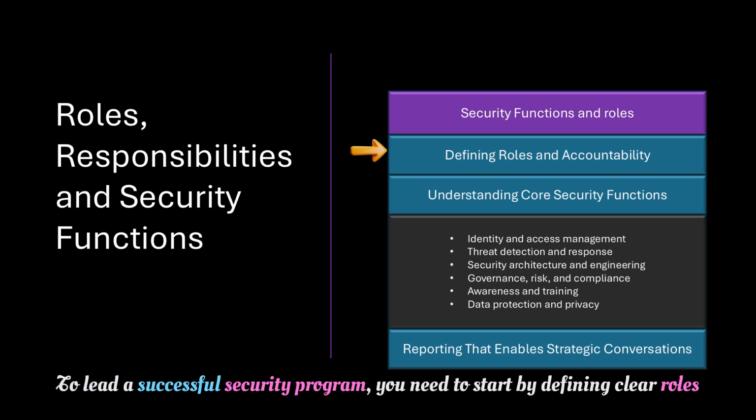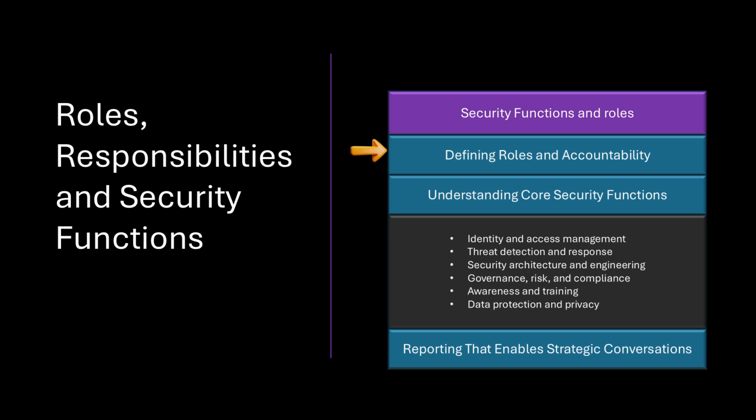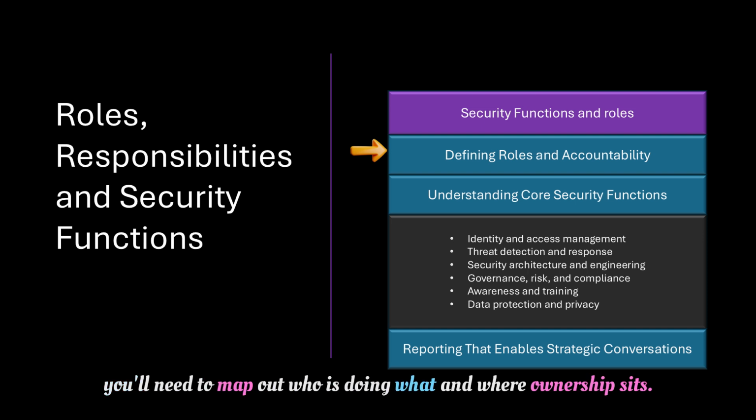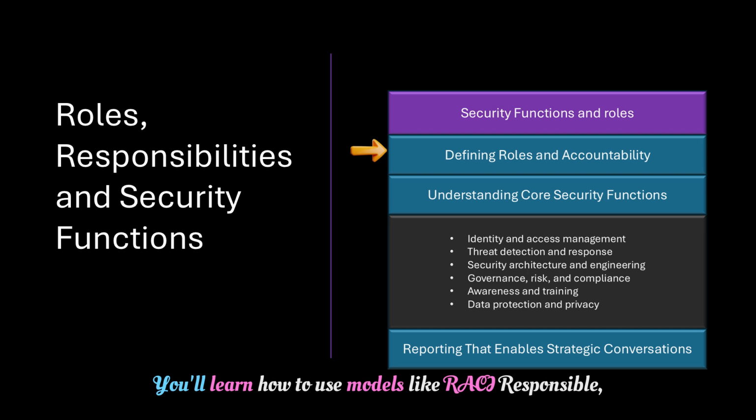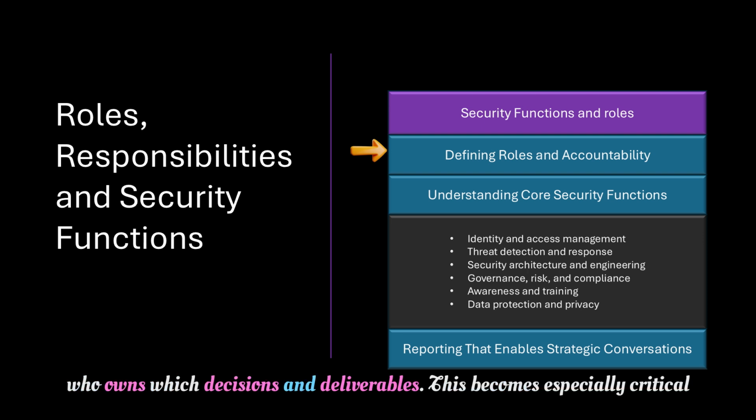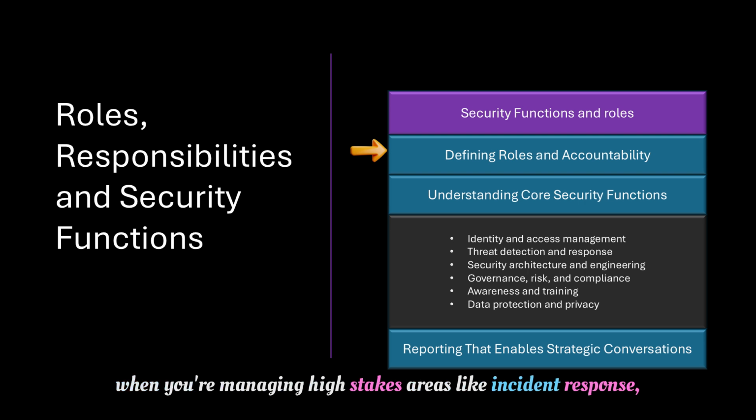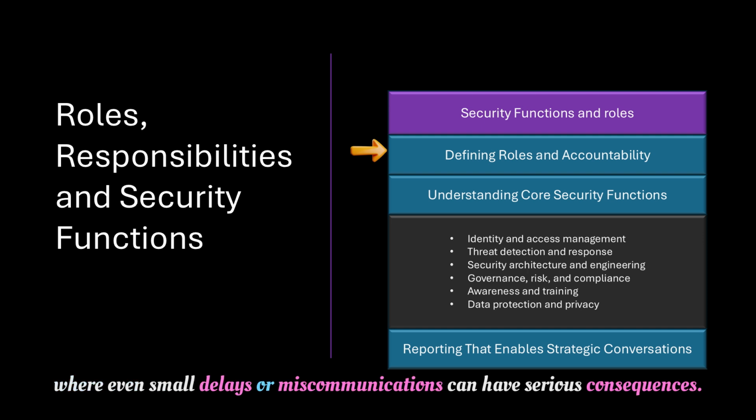To lead a successful security program, you need to start by defining clear roles and accountability. Whether you're running a lean security team or supporting a large distributed organization, you'll need to map out who is doing what and where ownership sits. You'll learn how to use models like RACI, responsible, accountable, consulted, informed, to clarify who owns which decisions and deliverables. This becomes especially critical when you're managing high-stakes areas like incident response, vulnerability management, or identity governance, where even small delays or miscommunications can have serious consequences.